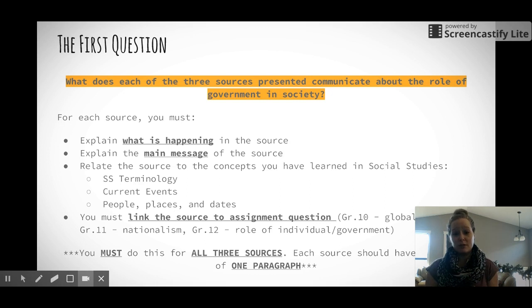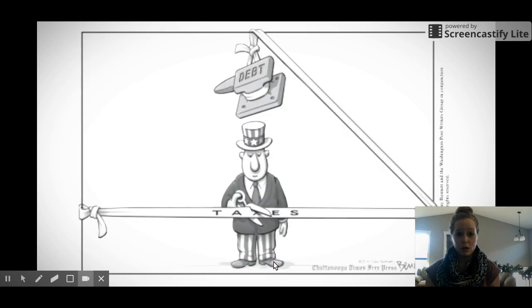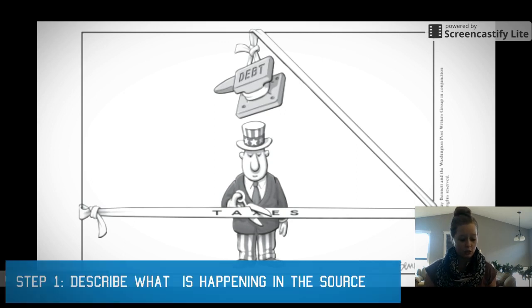So you must do this for all 3 sources. Each source should be 1 paragraph themselves. If you answer all these questions for each source, you are looking good. Now here is an example of what you might see as a source. So let's take a closer look at this one.